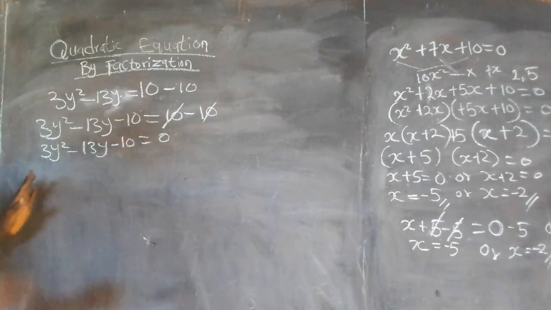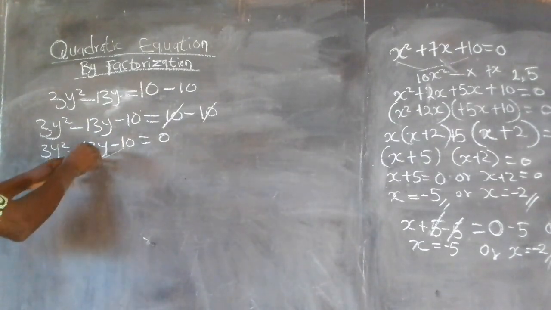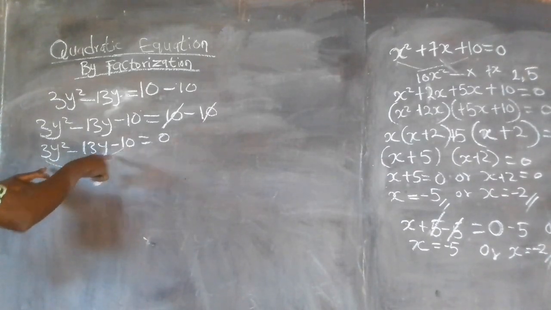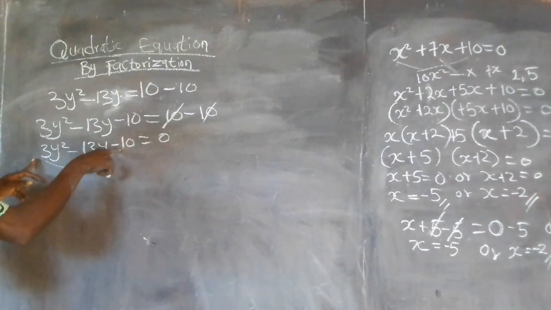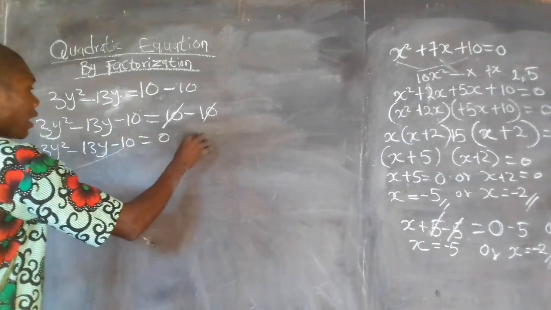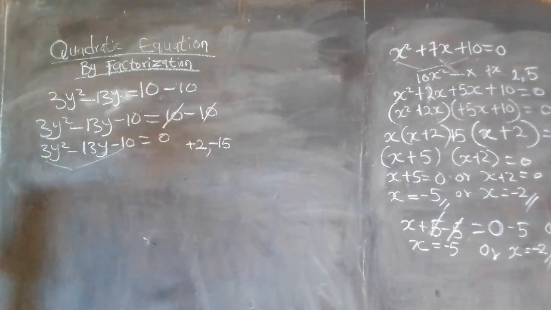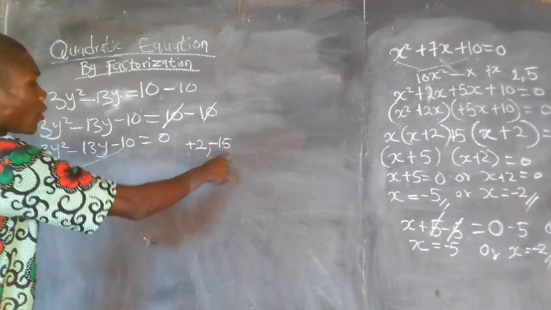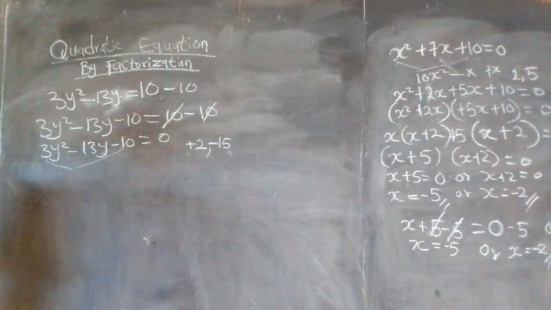What do you need? You look for two numbers that, when you add them up, will give you minus 13, and when you multiply them, will give you minus 30, because 3 times minus 10 will give you minus 30. Those two numbers are plus 2 and minus 15. Plus 2 minus 15 will give you minus 13, and plus 2 times minus 15 will give you minus 30. So now, having these two numbers, we are good to go.